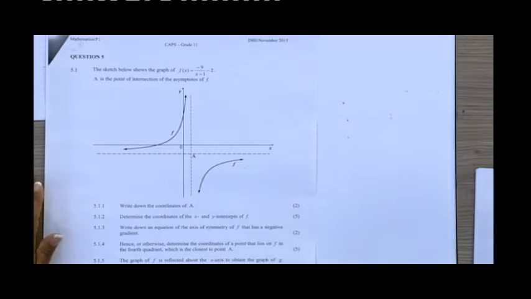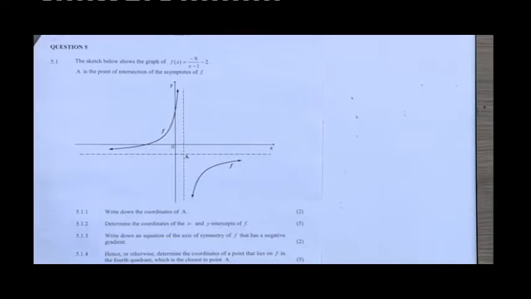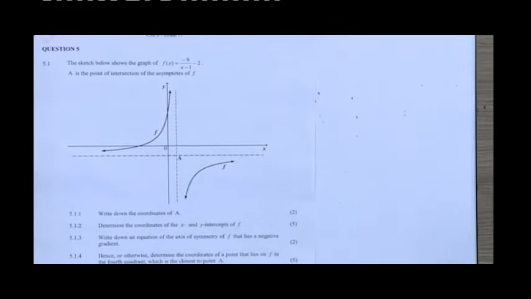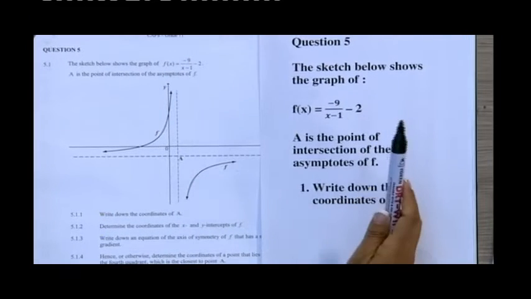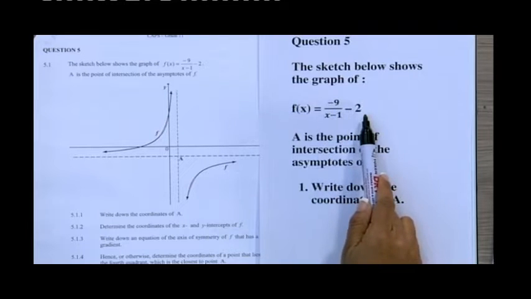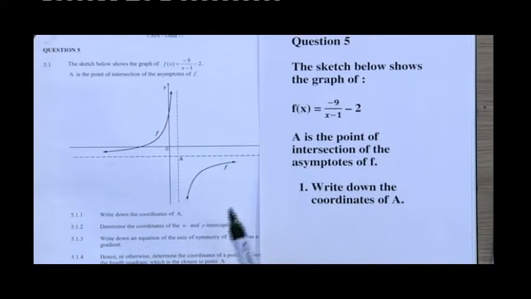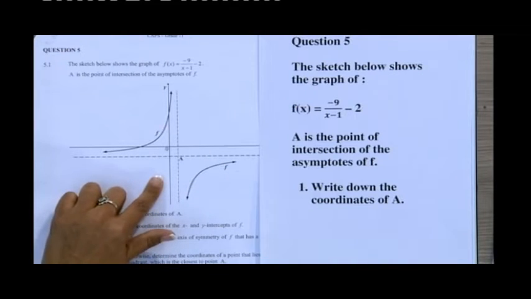It says the sketch below shows the graph of -9. Now I'm going to write this immediately. I've also retyped it here so that it's clear for you. It says the graph below shows the graph of f of x, which is -9 over x minus 1 minus 2. And this is the graph here. They say that A is the point of intersection of the asymptotes of f. I hope that by now you can all see that this is a hyperbola.